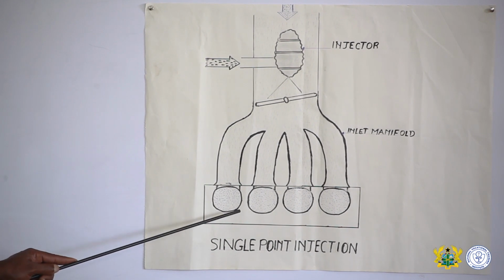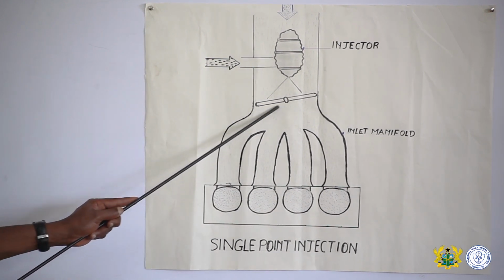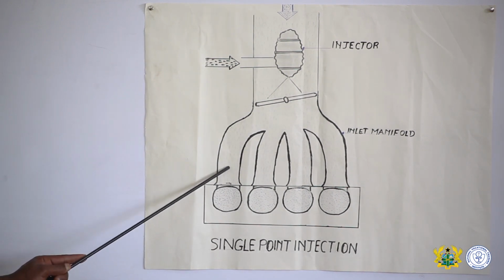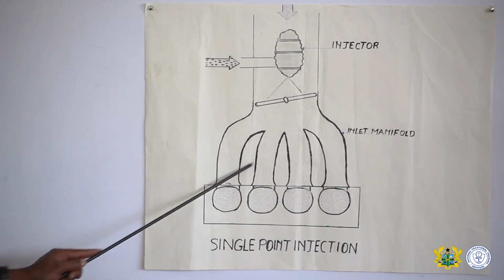This is a 4-cylinder engine. This represents the cylinders. This is the inlet manifold. So each of these manifold or inlet ports will serve each cylinder. So one injector is used to supply all these cylinders.